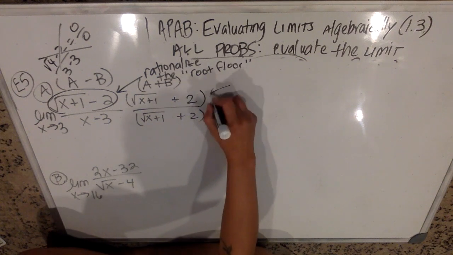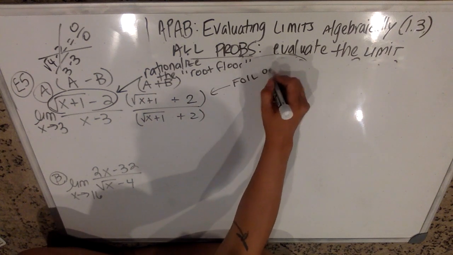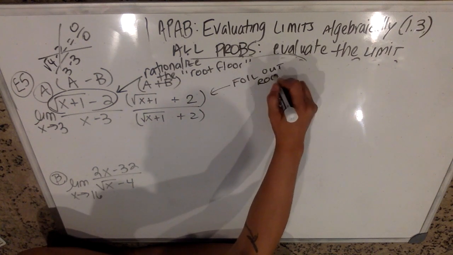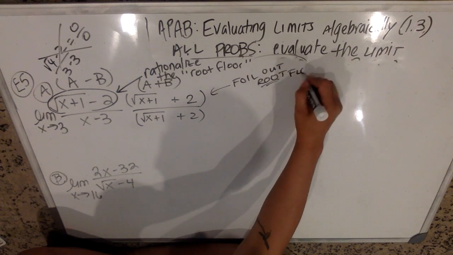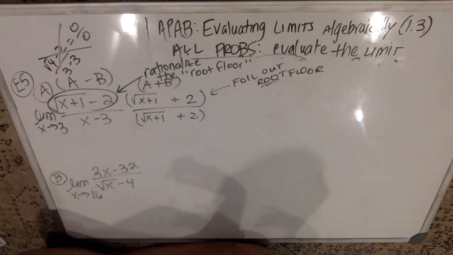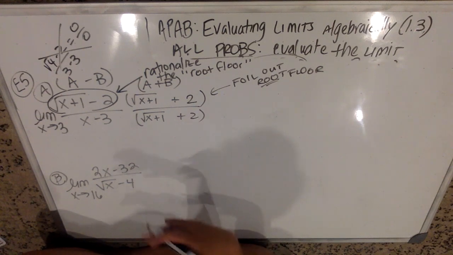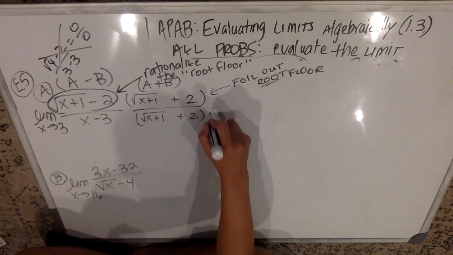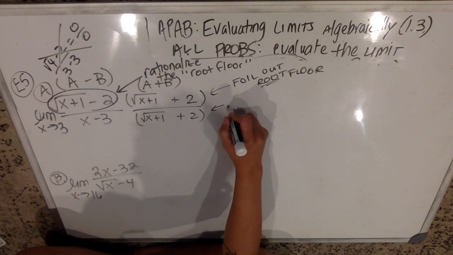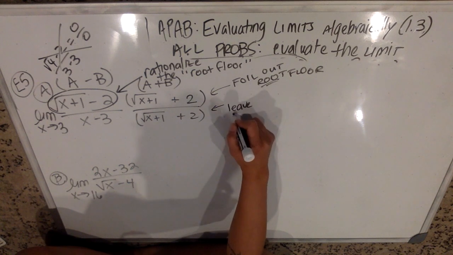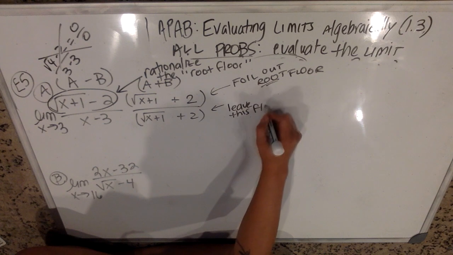Now I'm going to want to FOIL out the root floor, okay? And again, that's not a math term, that's just a Hoganism. But the floor that has the roots on it, which is sometimes the top floor and sometimes the bottom floor, that's why I gave you two different examples here. I want to FOIL that out, and I don't want to FOIL this one, so I want to leave this floor factored.